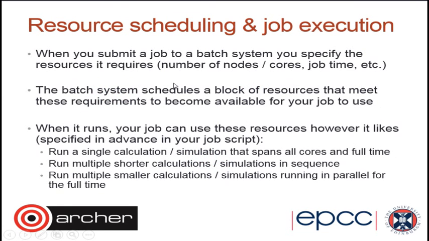So let's talk a bit about resource scheduling and the execution of jobs. As I said, when you submit a job, you specify what resources it requires, which can be a number of nodes or cores, and the duration of the job. Then the batch system uses some policy to schedule a block of resources that meet these requirements. So it says, okay, these requirements are needed. This will need to be available for this job to run.